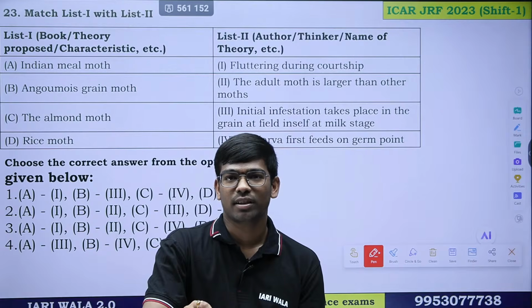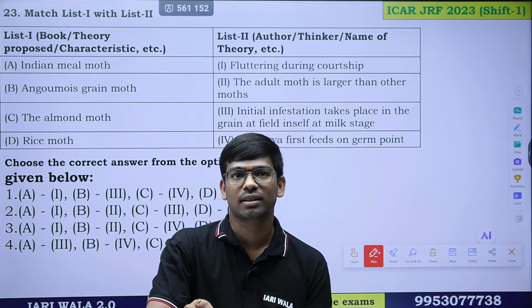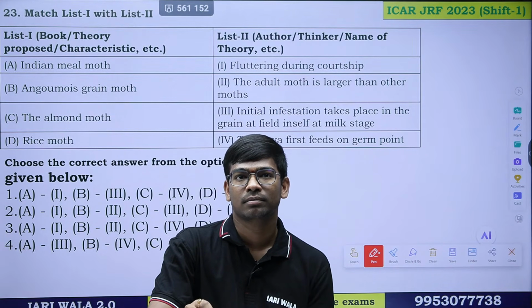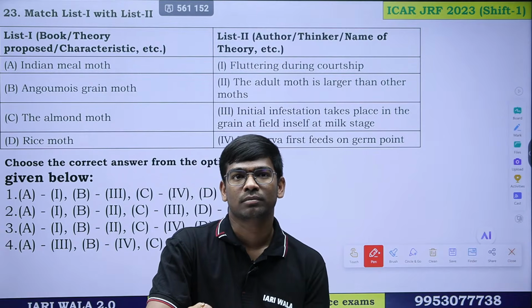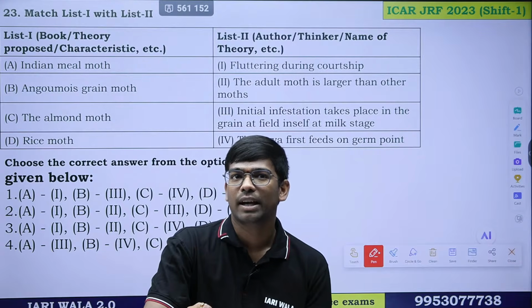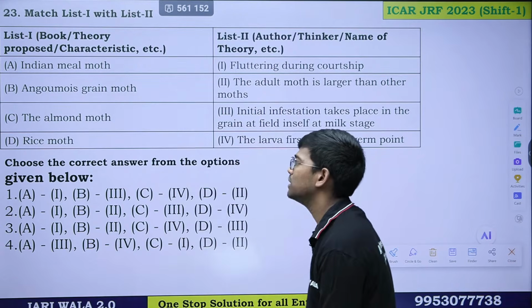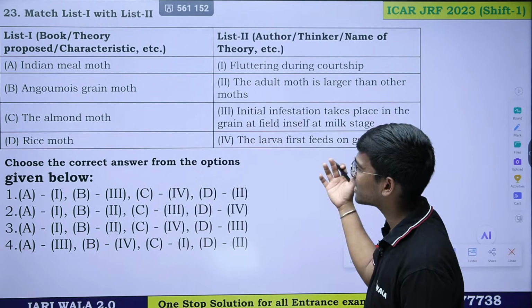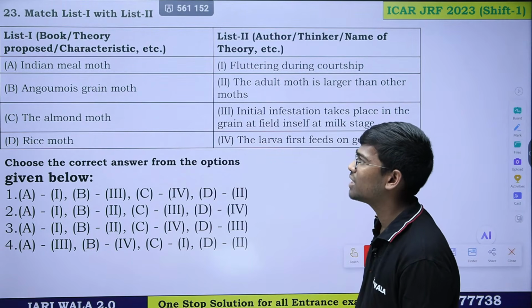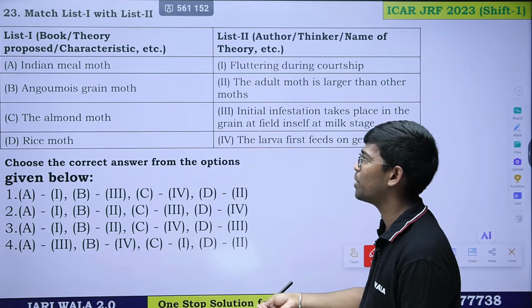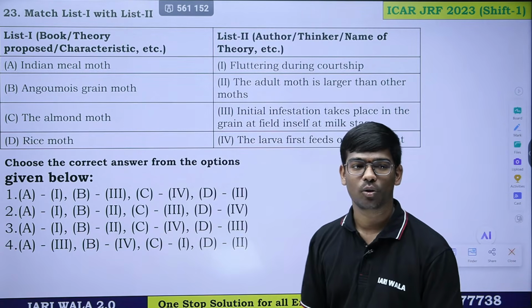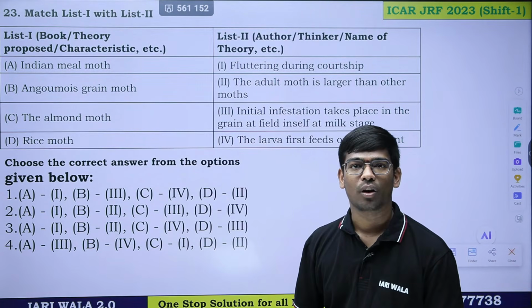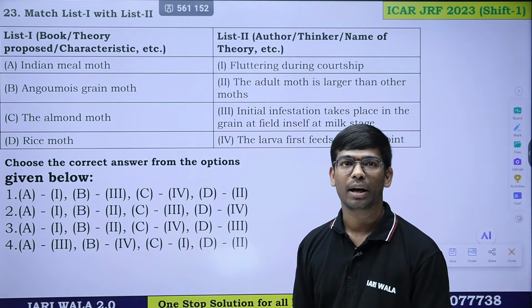Can anyone give the correct answer for this matching? Indian meal moth, Angoumois grain moth, the almond moth, and the rice moth. And here they have given its characteristics. To confuse the students, they have given the book or the theory proposed, but it's only its characters. Okay. The feeding damage.